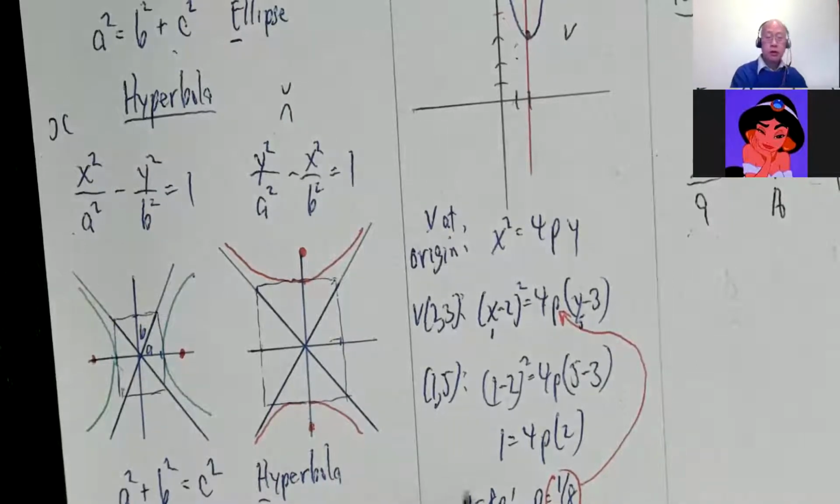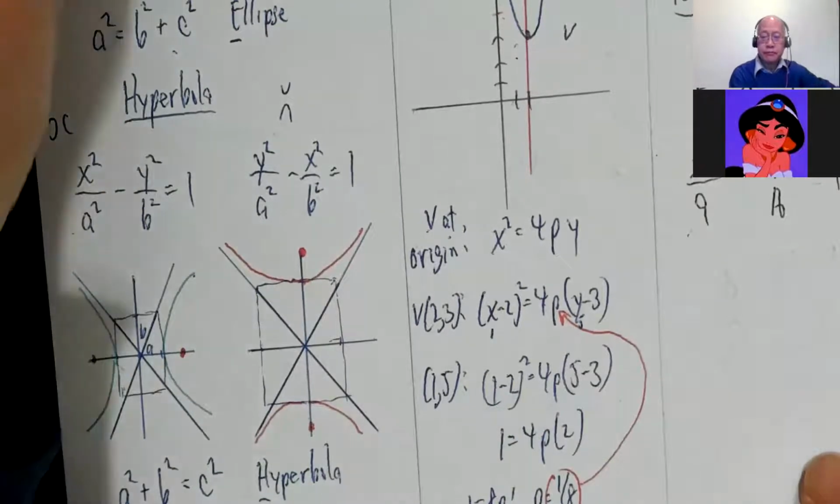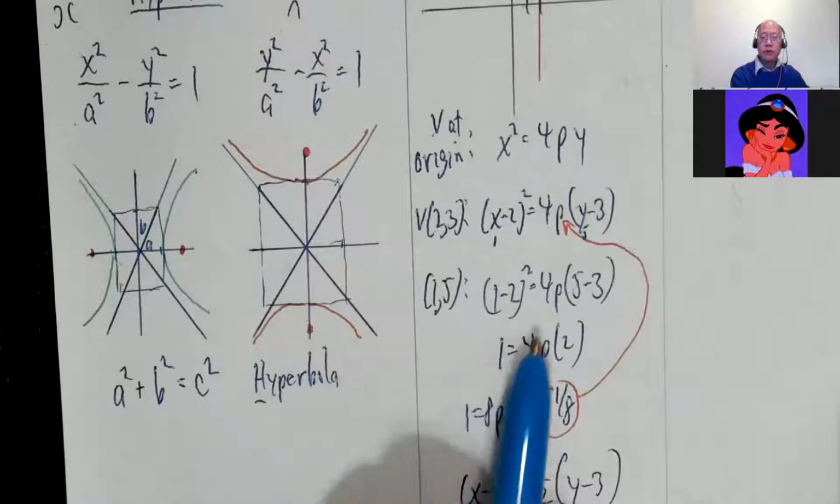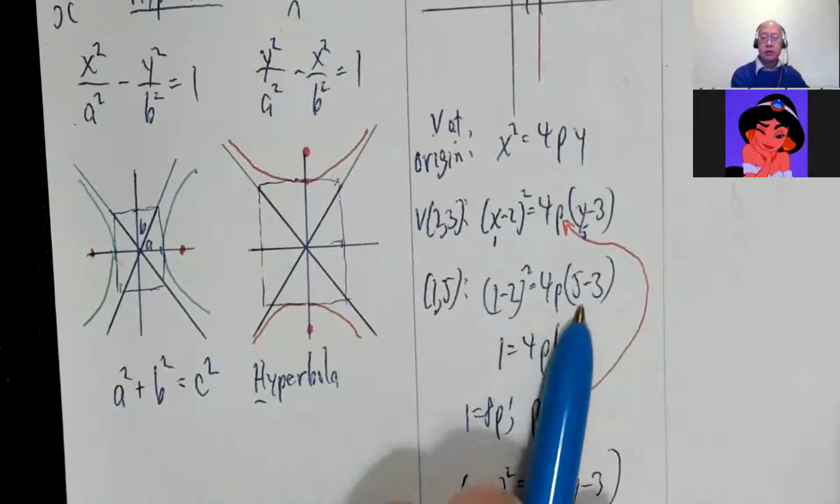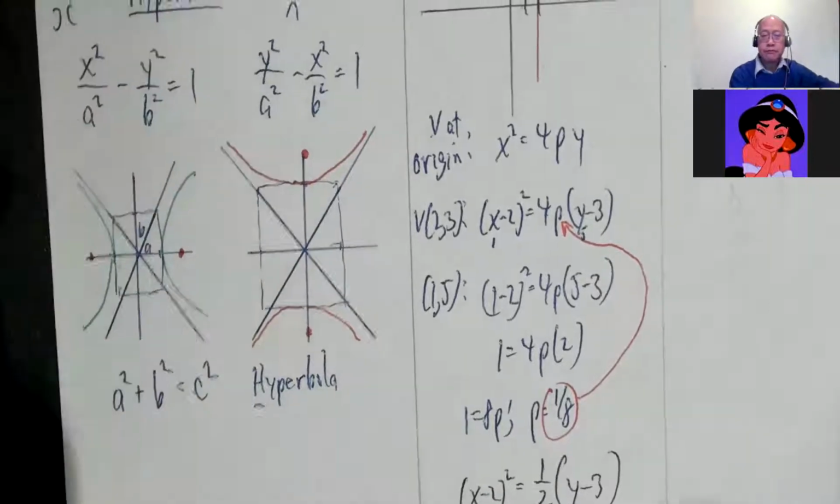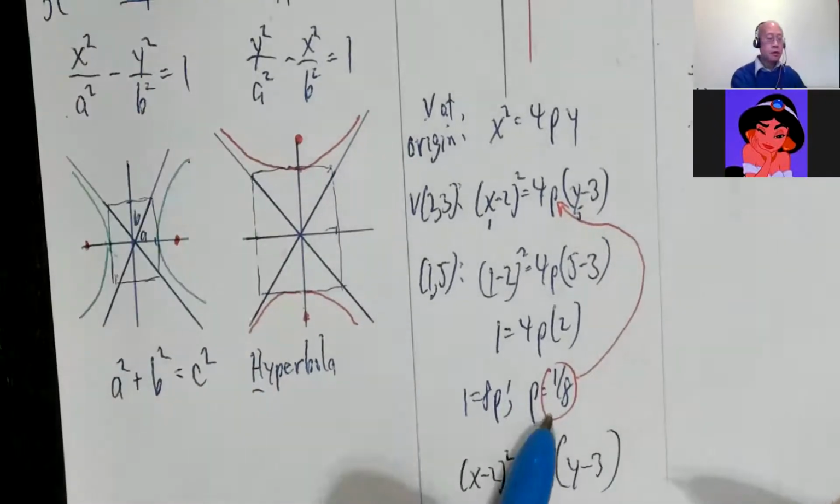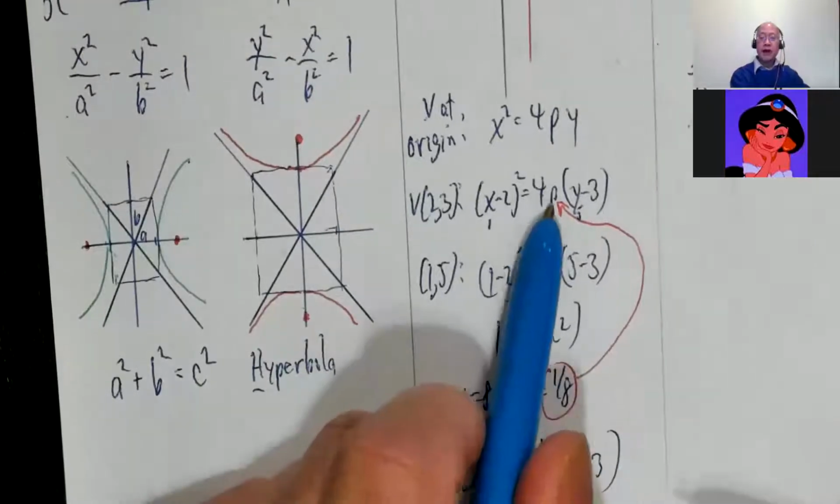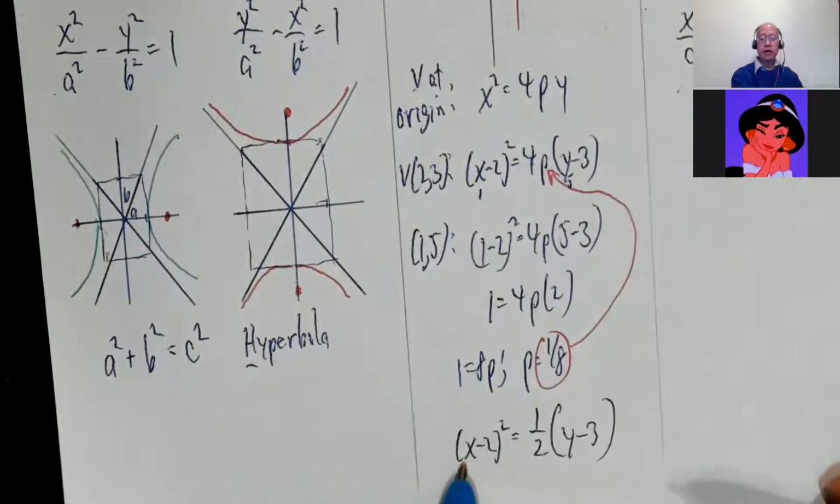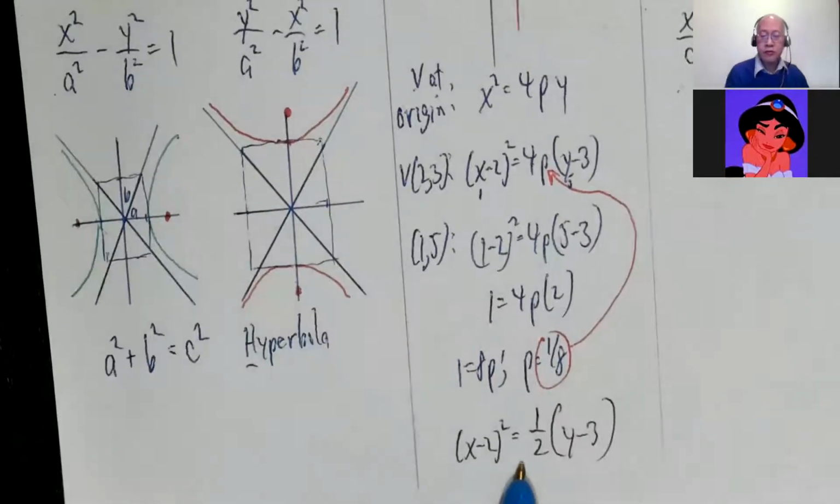Okay, so put a 1 here. 1 minus 2 squared equals 4p times 5 minus 3. And just do the algebra. So 1 minus 2 is negative 1. Squared, you get 1. 4 times p times 2. 8p is 1, so p is 1/8. Okay, plug in 1/8 back over here. 4 times 1/8 is 1/2. So here's my final answer. x minus 2 squared equals 1/2 times y minus 3.